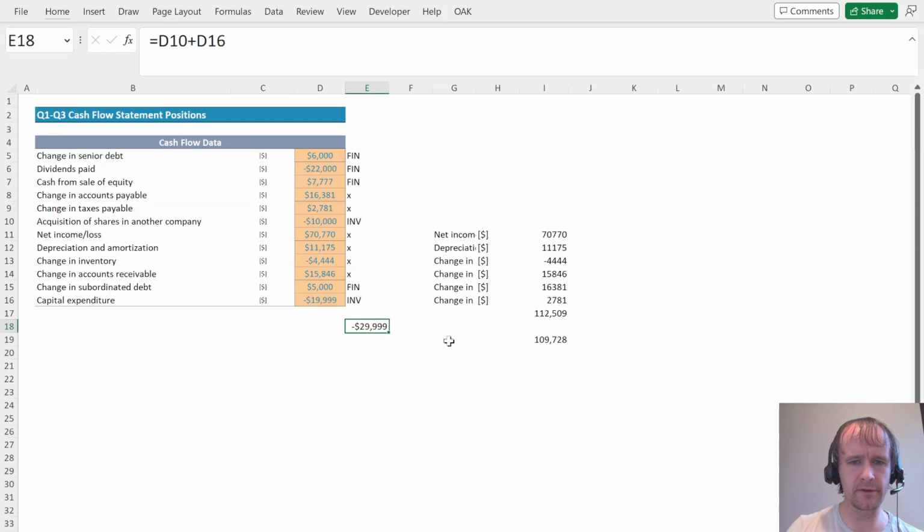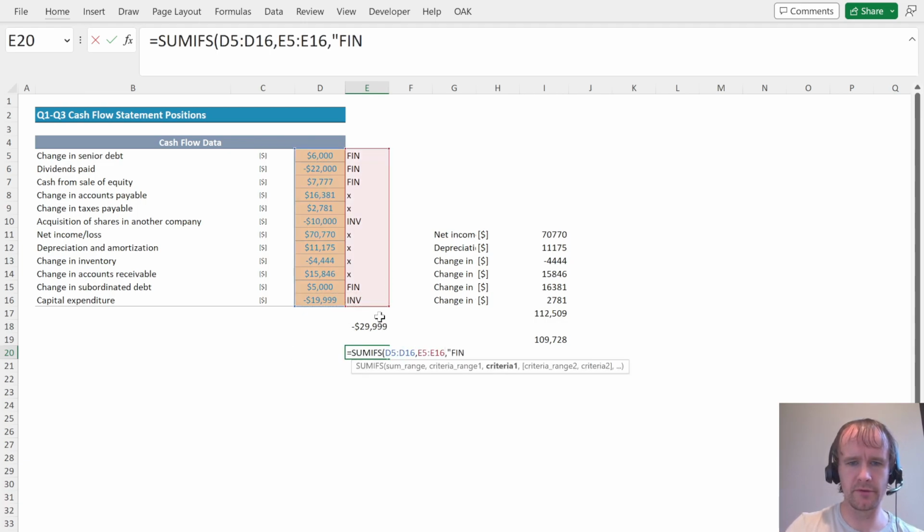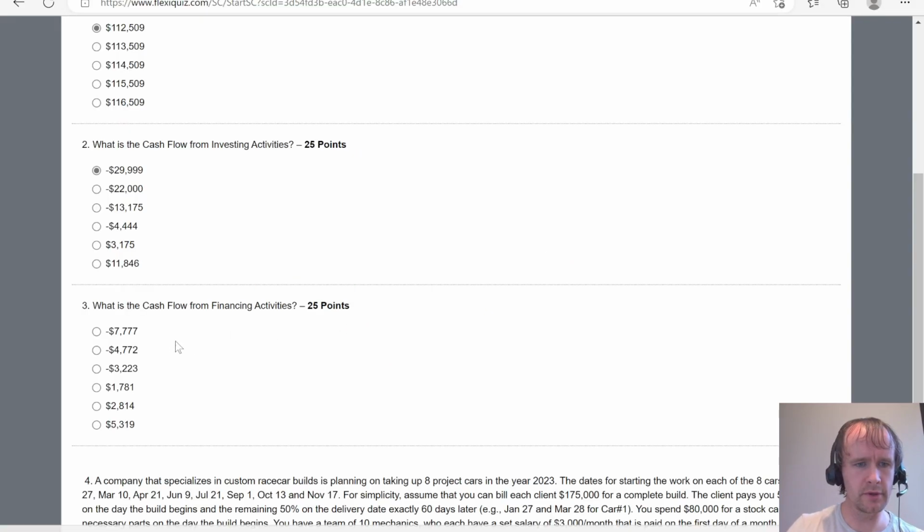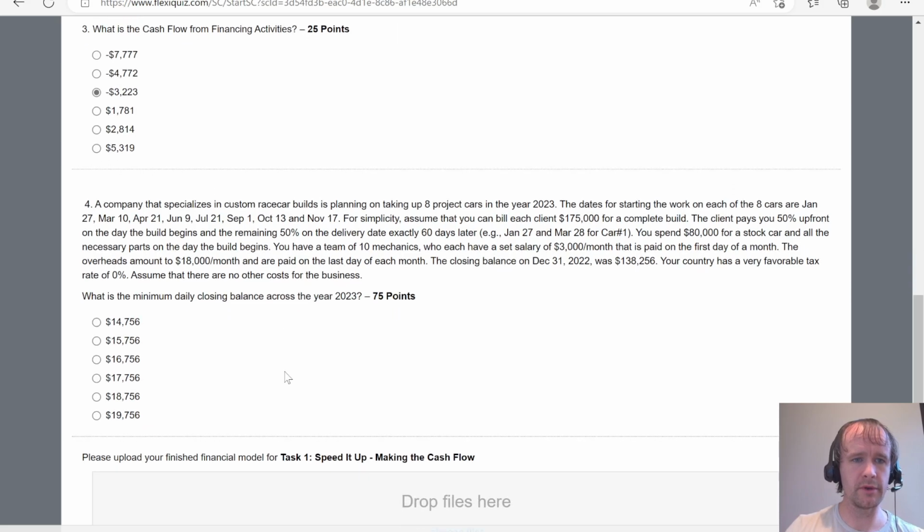Cash flow from financing activities. Okay, so some ifs. Okay, hopefully that worked out. All right, so question 4 is on a separate tab.